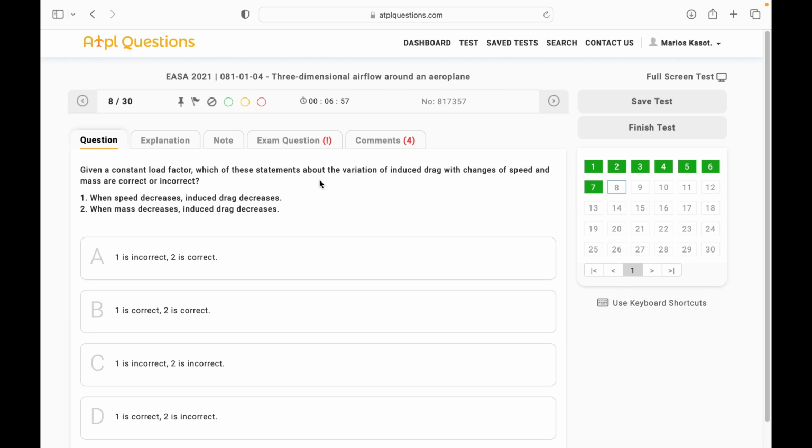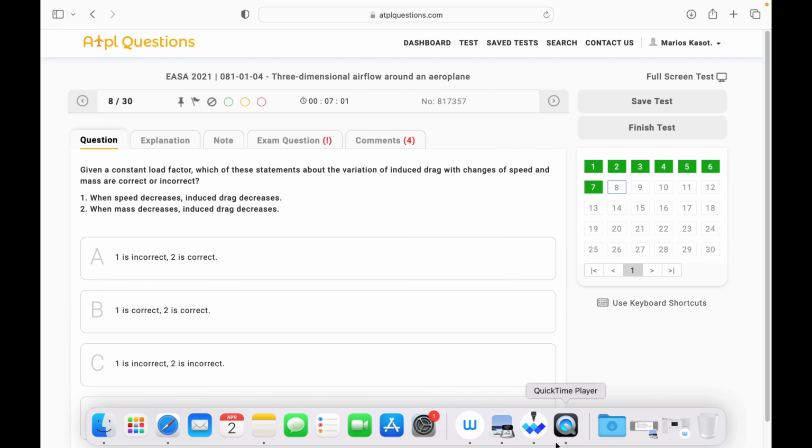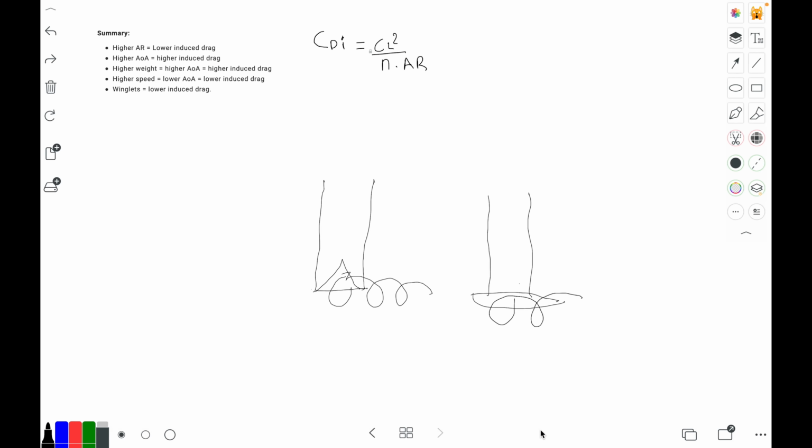Given a constant load factor, just a reminder, load factor is this type, N equals lift divided by weight, and when we are straight and level, this equals to 1.